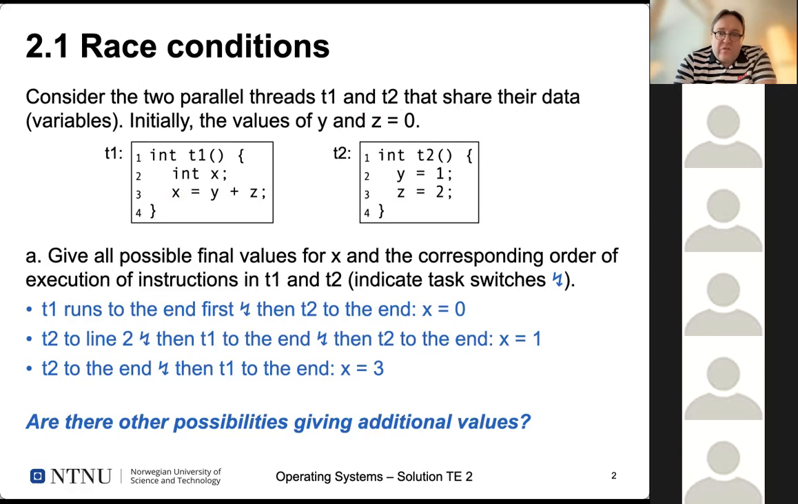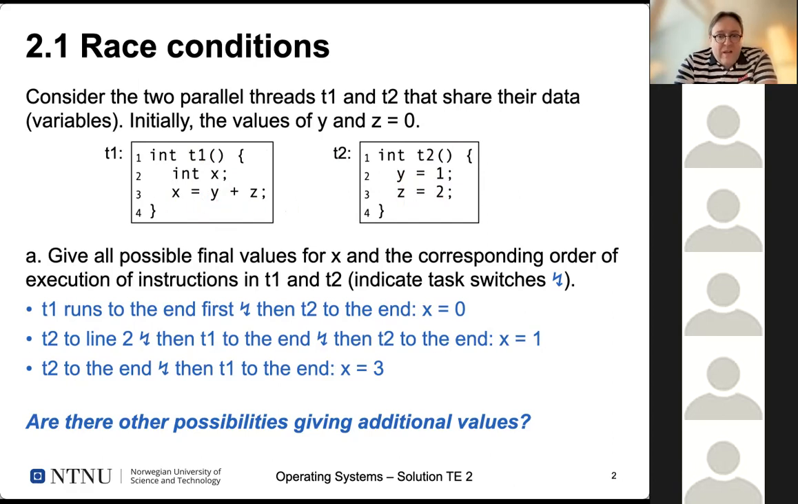Let's say T2 starts first. Of course, only because we numbered them T1 and T2 doesn't mean that T1 has to start first. That's again a decision by the operating system scheduler if you have kernel level threads, for example. So T2 could run until the end of line 2, so it sets y to 1. Then we could switch over to T1 and calculate x equals y, which is 1, plus z, which is still 0. So we have a result of 1. Or we could have T2 run to the end, so it sets both y and z, and then we could have a result of x equals 1 plus 2 is 3.